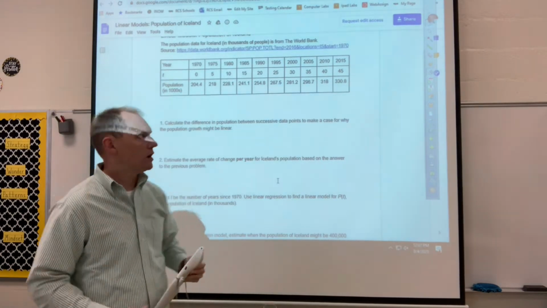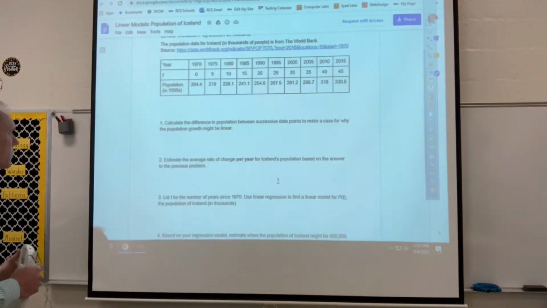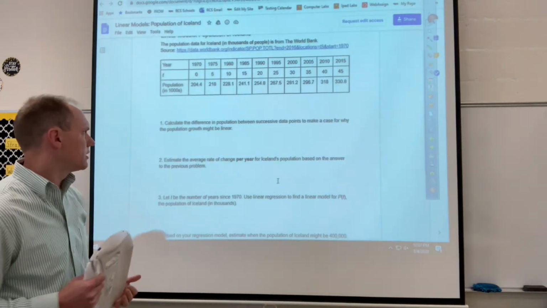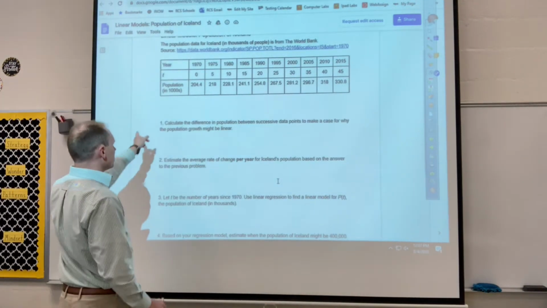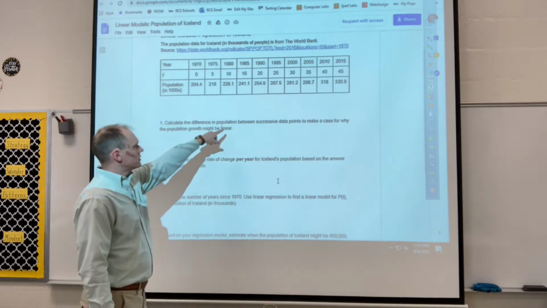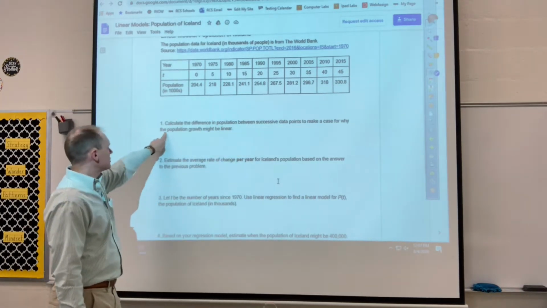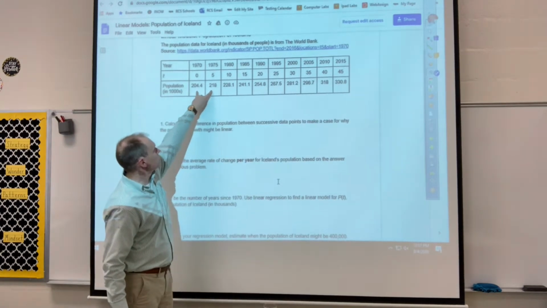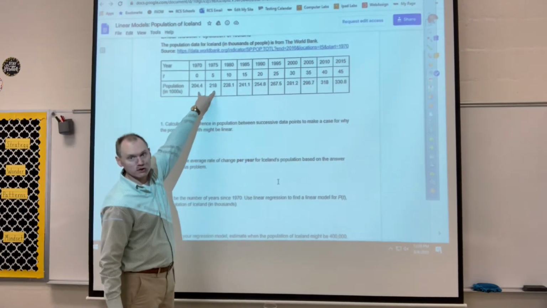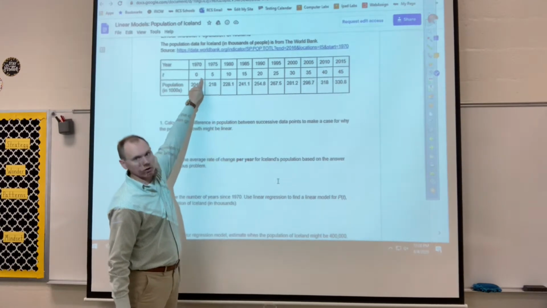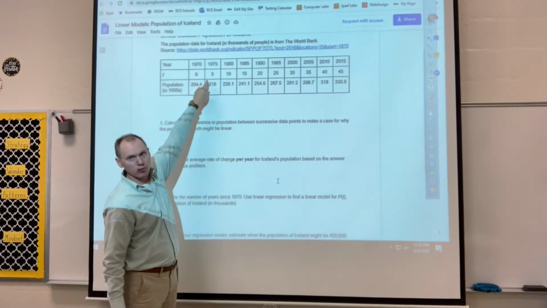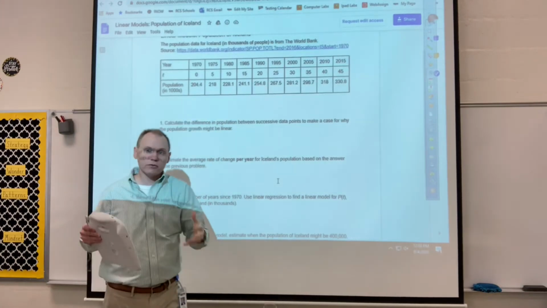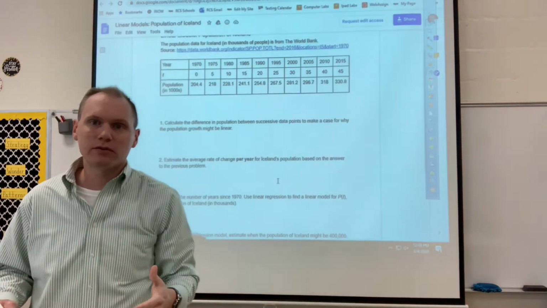And so we're going to take this data and we're going to see if we can figure out what the line of best fit is for this particular data. So number one says calculate the difference between the population successive data points to make a case for why the population growth might be linear. So if you calculate the slope between these two, or the average rate of change, right? We don't know what happens in year 1, 2, 3, or 4, but we know what's happening at 0 and we know what's happening at 5.